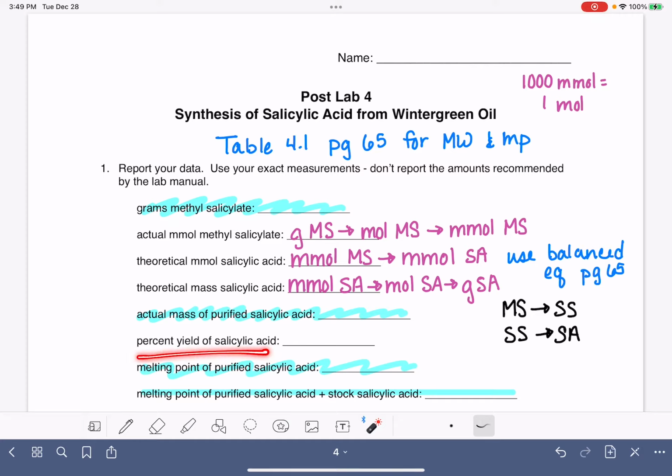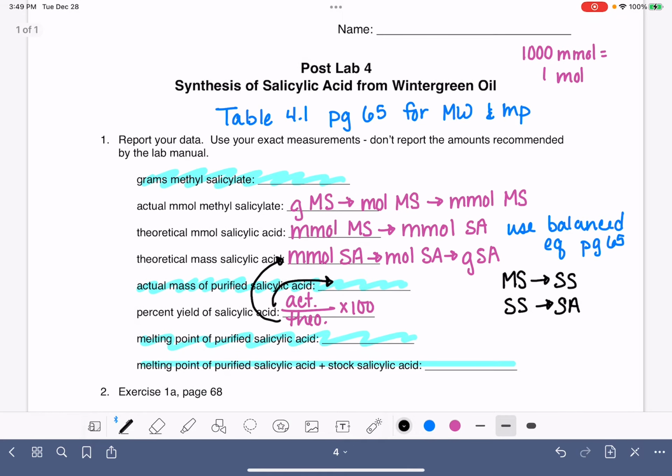Then down here, you're going to calculate your percent yield. That's going to be your actual divided by your theoretical mass of salicylic acid, multiplied by 100. Your actual mass is the number that you measured out in the lab. And the theoretical mass, that's what you calculated right there. And then, of course, just reporting your melting points.